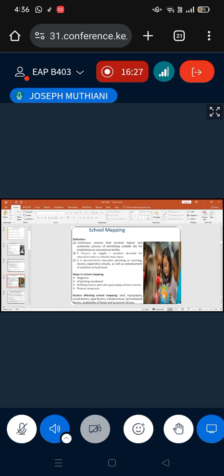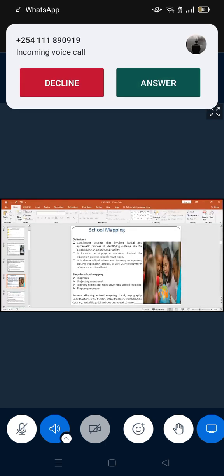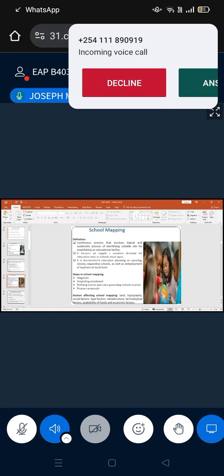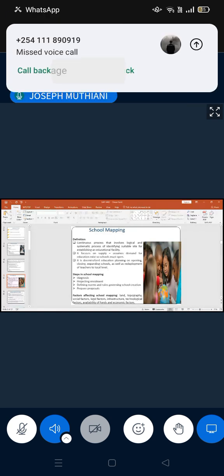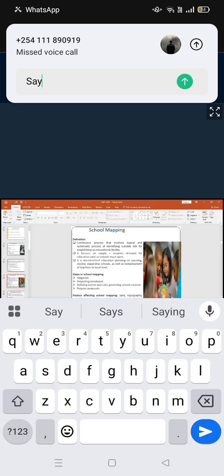Okay, the steps in school mapping. The first thing is you need to diagnose a problem, whether there is a need of putting an extra classroom or there is a need of putting up a complete school. Then you need to project the enrollment, because it is the enrollment that will determine whether students are going to come. Where the population is big, there is need for putting up additional facilities.